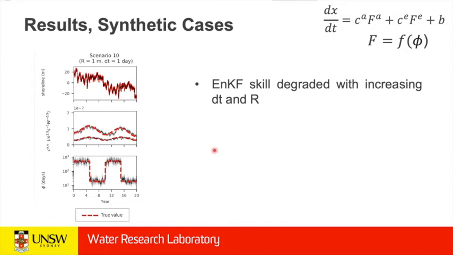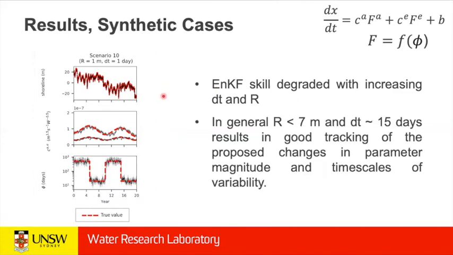We also tested how the Kalman filter skill changed as we increased the accuracy and the time sampling of our data. And in general, we found that for all of our cases, shorelines with noise levels smaller than 7 meters and measurements up to bi-weekly time samplings result in good tracking of the proposed changes in the parameters, not only in their magnitude, but also in the time scale that we are aiming to look at.